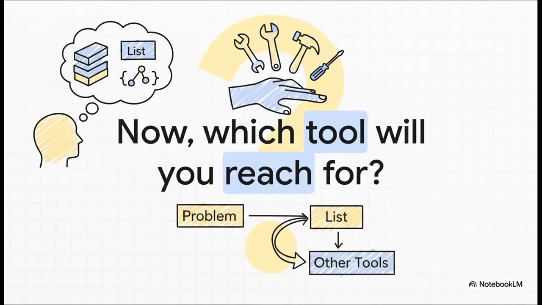So the next time you're facing a problem in Python, just pause for a second before you automatically reach for a list. Think about the job you need to do. Do you need order? Do you need to change things? Do you need unique values? Fast lookups? Ask yourself, which tool in my kit is the right one for this job? I promise, choosing correctly will make all the difference.